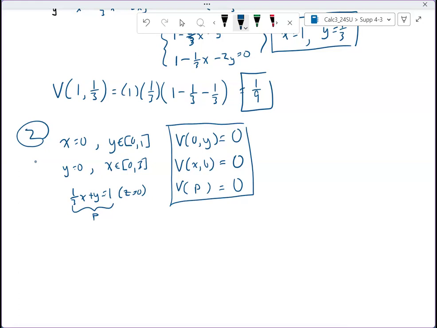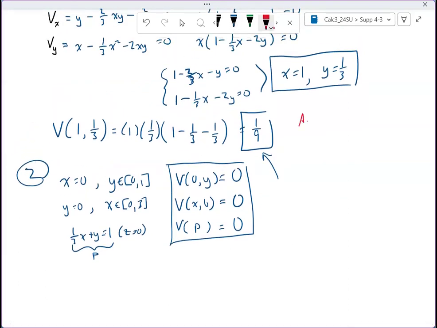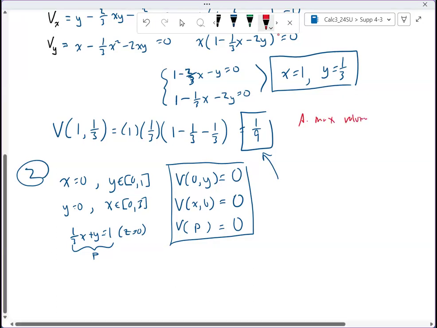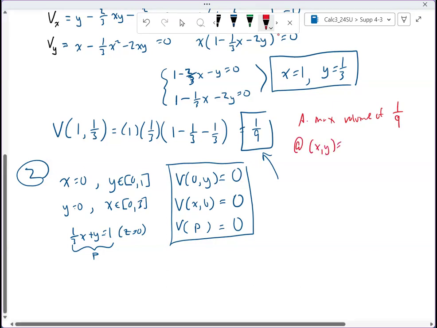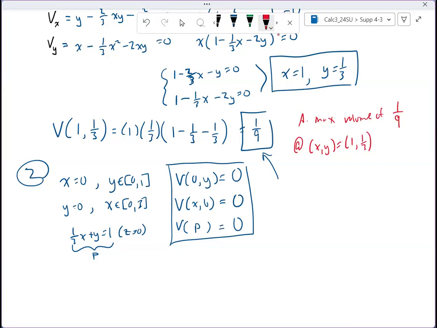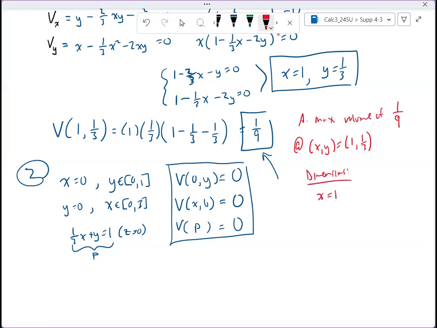So these would be the other three potential maxes that I would have to consider. But of course, with them all being potential maxes of 0, they're all beaten out by the maximum volume of 1/9. And I can now confidently say that I have an absolute maximum volume of 1/9 of whatever cubic units I'm using. And that's at location x comma y equals 1 comma 1/3.